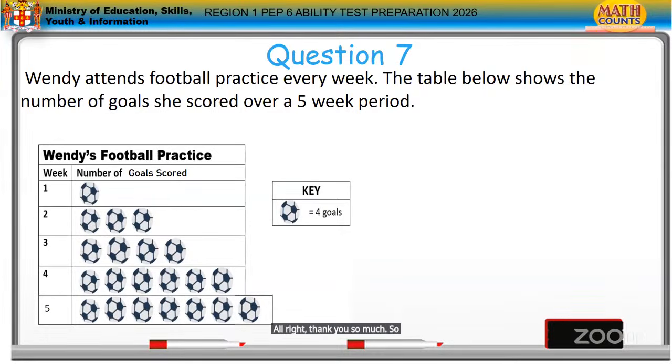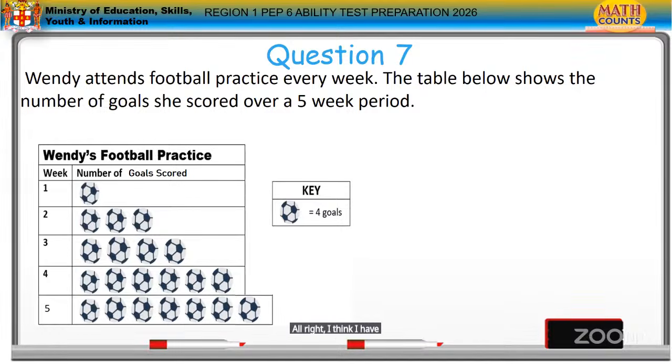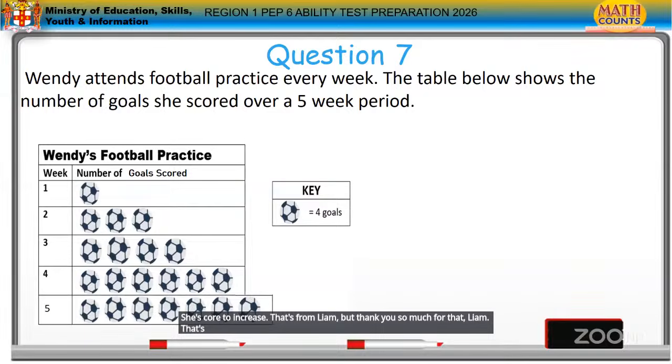So each week, Stella Marie said, the number of goals increased by 4 goals, then 8 goals, and repeat. All right, I think I have, as the weeks progress, the goals she scored increased. That's from Liam. But thank you so much for that, Liam. That's a little general. You'd have to say by how much it is increasing.